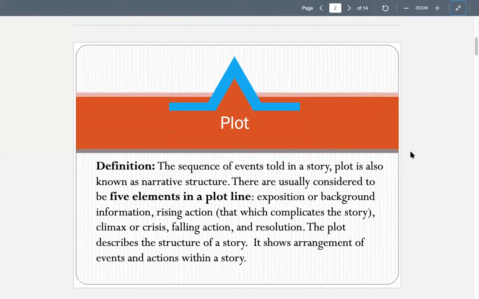So if you go see a movie, people are like, oh, what's it about? Well, when they're asking what it's about, they're asking what is the plot. So the plot is the sequence of events told in the story. And there are 5 basic spots on a plot line. There's normally the exposition, the rising action, the climax, the falling action, and then the resolution.